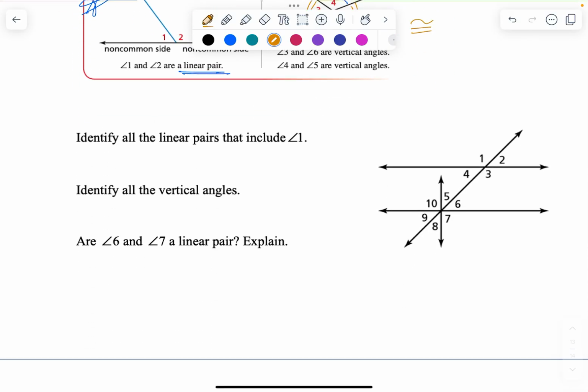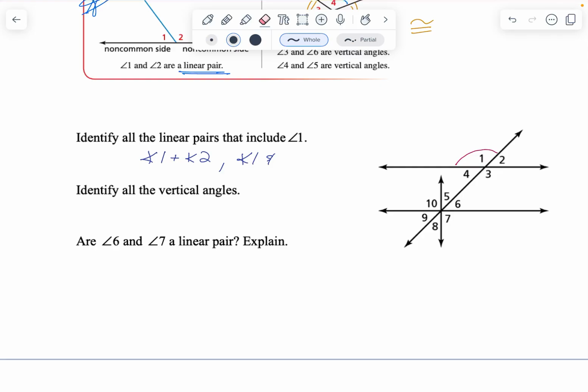All right, identify all the linear pairs that include angle 1. So here's angle 1. What angle is next to angle 1 and forms a line? Well, one of them is angle 2. Angle 1 and angle 2 form a linear pair. And also angle 1 and, let's look at this one here, angle 4. See how those form a line? Sometimes you don't see that as much when it's not straight across, but angle 4 also forms a linear pair with angle 1.